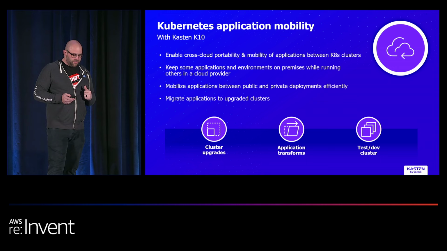Some of the reasons why we need that mobility, right? Things like, I want to transform what that application looks like. And yes, we can do that from source code, we can do that from our Helm charts, and we can do that from a deployment. And we can do that with a GitOps model, with Argo CD, for example, deploying our application.